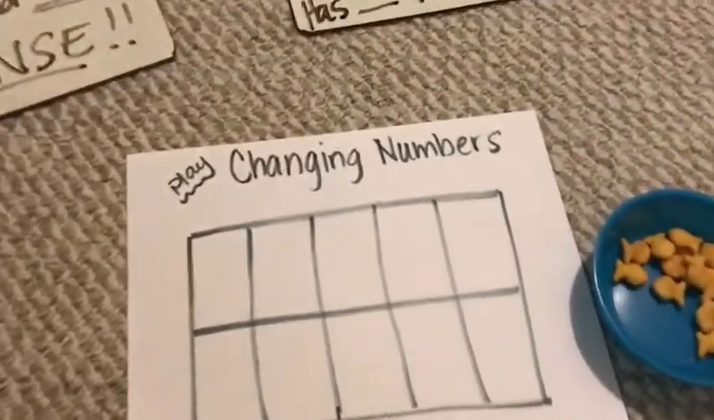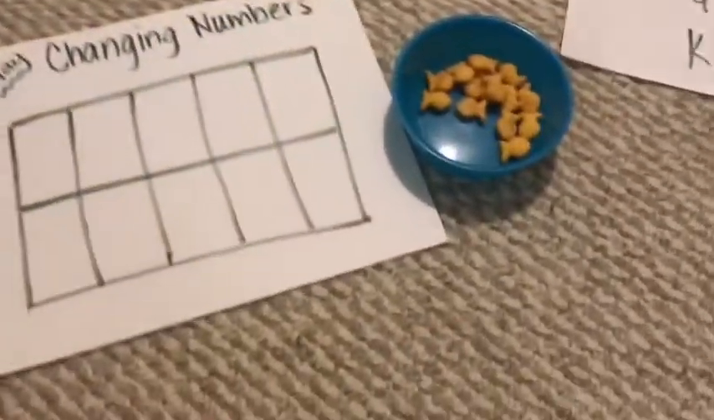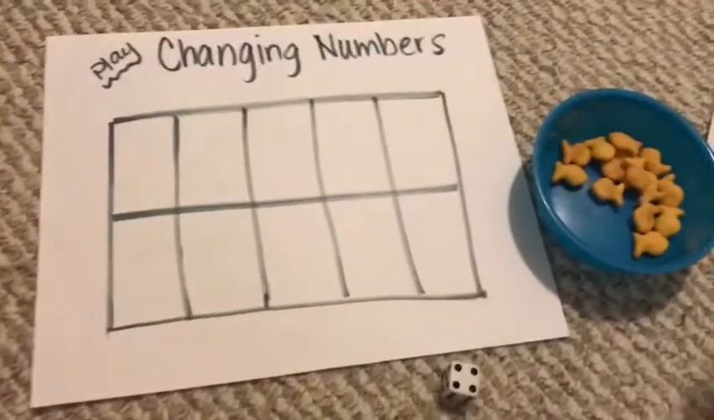All right, so to start the game, let's just say I'm a kindergartner and I'm starting this. So I'm going to roll, and I see 4, so I'm going to create a set of 4.